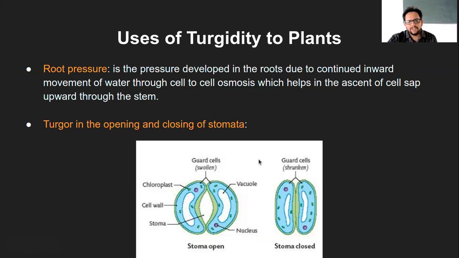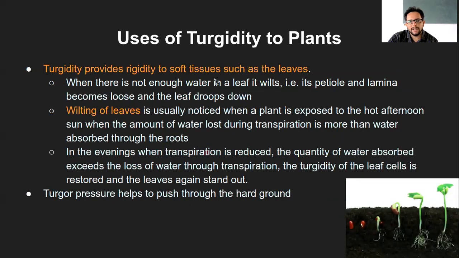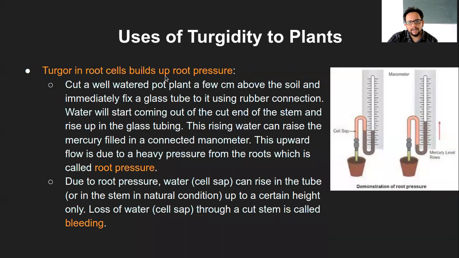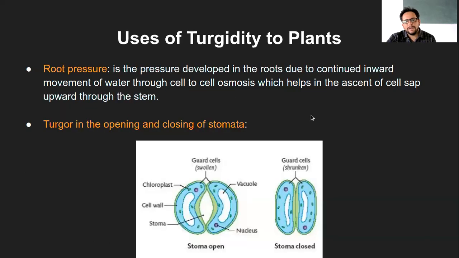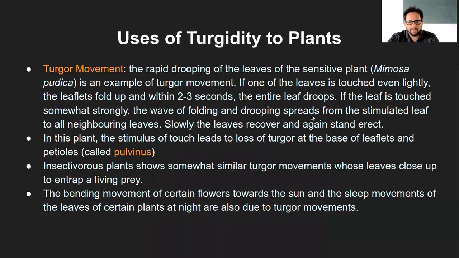And then the turgor pressure or the turgidity in opening and closing of stomata, we had already seen, so we need not talk about it here again. So these are the points: providing rigidity, building the root pressure, and the opening and closing of stomata. Now one more is the turgor movement. Turgor movement is another phenomenon where the most commonly known example is touch-me-not, right?